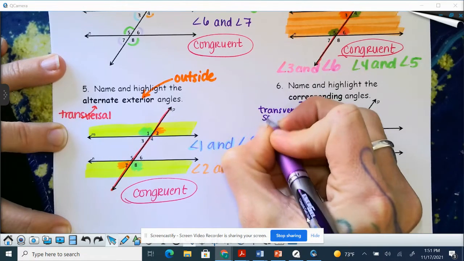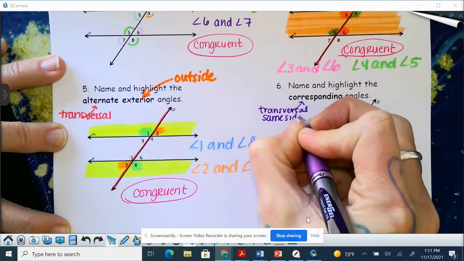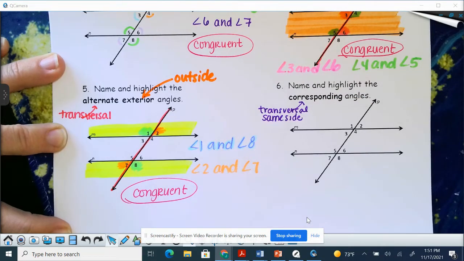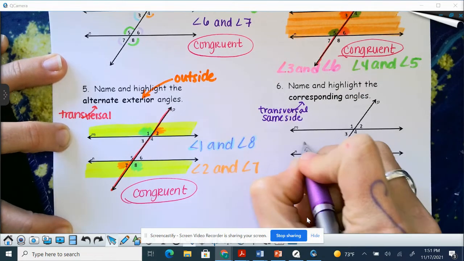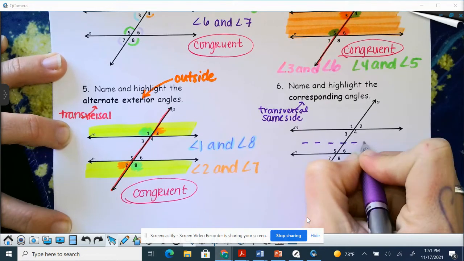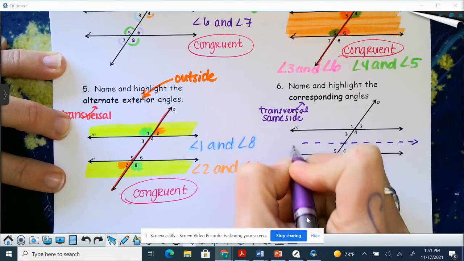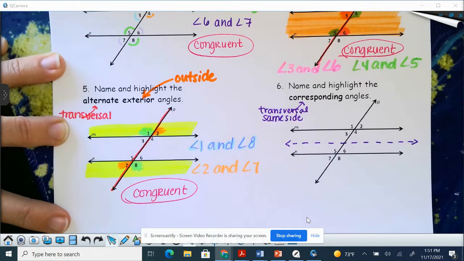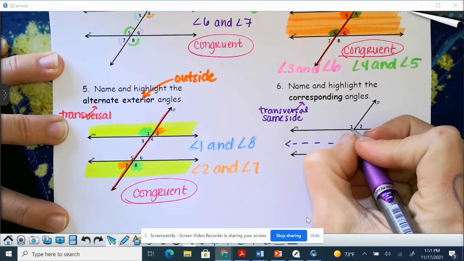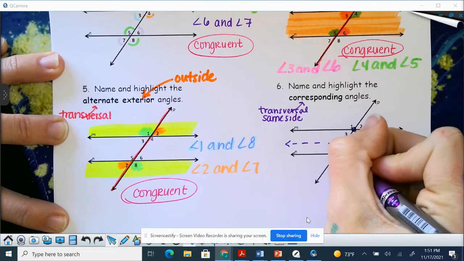Same side. And then one's going to be outside and one's going to be inside. It's as if you cut these two X's right down the center with a pair of scissors, and you were on tracing paper or patty paper, and this dot is going to line up to this dot.